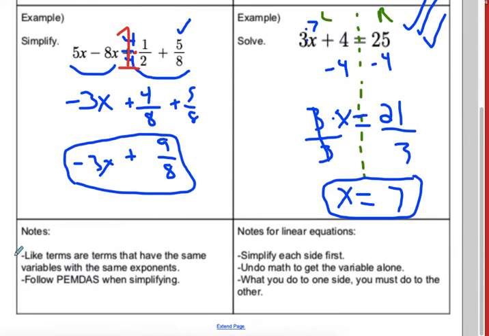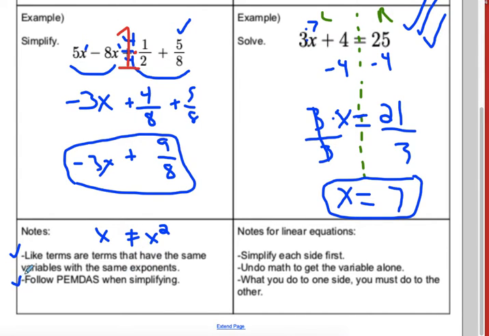And then down here we have again the definition of like terms. They're the same variables with the same exponents. So here they both have x, technically to the first powers. And note that x is different than x squared. Those are completely two different things. So you can't combine an x with an x squared. Those are different exponents.